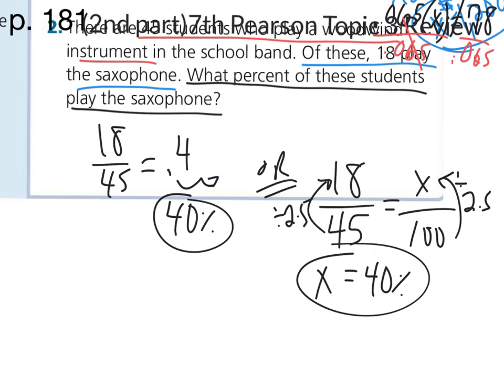If you think about it, hopefully that makes sense. Half of 45 would be 22 and a half. Obviously we can't have 22 and a half people, but that would be 50%. So we're just a little below 50%. So 40% seems reasonable.